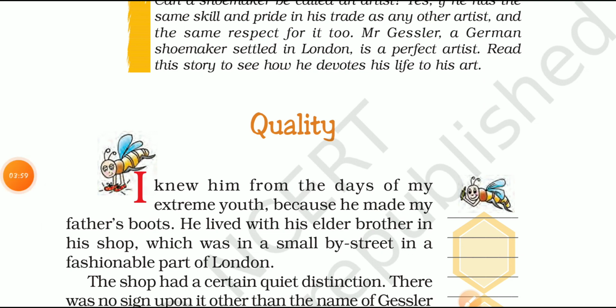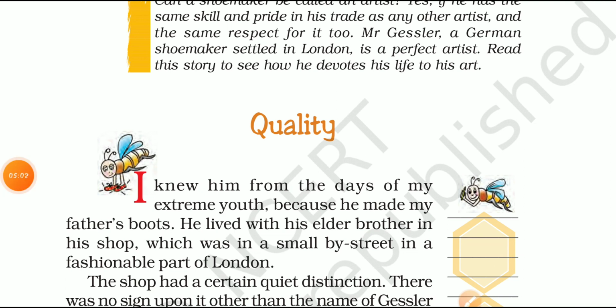Okay children, but before that, let's get a quick introduction of what we are going to study in the chapter. The whole story basically starts with the author telling us about a person, a German shoemaker whose name was Mr. Gessler. The author also tells us how he knows Mr. Gessler from his days of youth. He knows the person, and the shoemaker used to make the author's father's boots also. And now as the author is also young, he also goes to his shop frequently for making his shoes. He lived with his elder brother in a shop by a street in a very renowned part of London, and his shop is quite famous for the quality of his shoes.